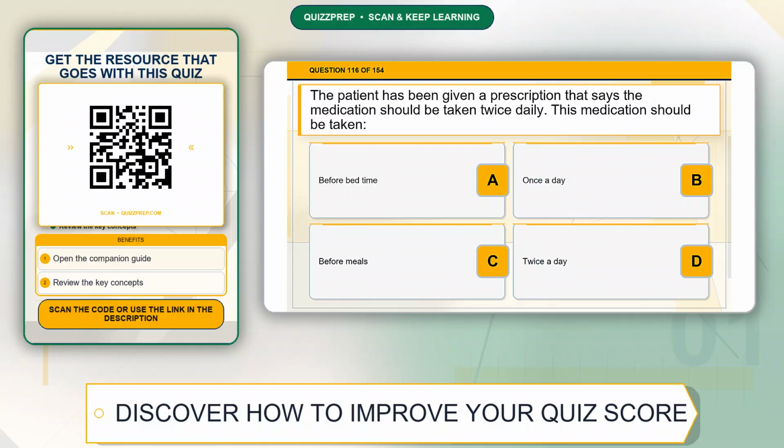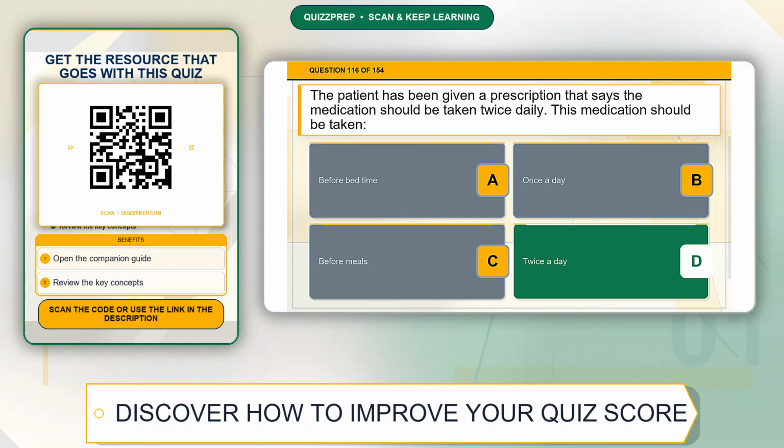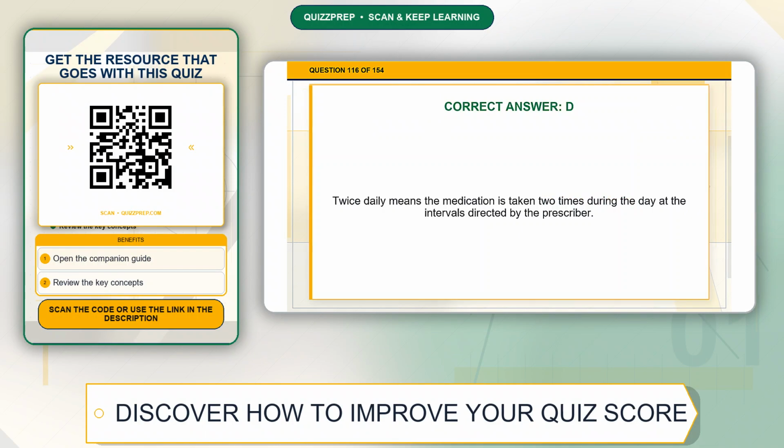Question 116. The patient has been given a prescription that says the medication should be taken twice daily. This medication should be taken: Option A, before bedtime. Option B, once a day. Option C, before meals. Option D, twice a day. The correct answer is option D, twice a day. Explanation. Twice daily means the medication is taken 2 times during the day at the intervals directed by the prescriber.